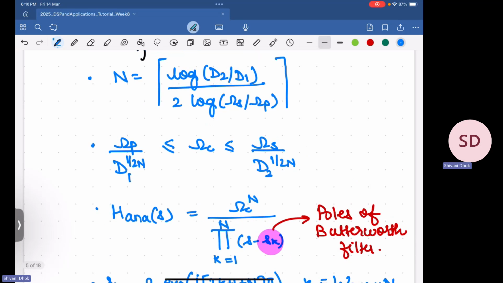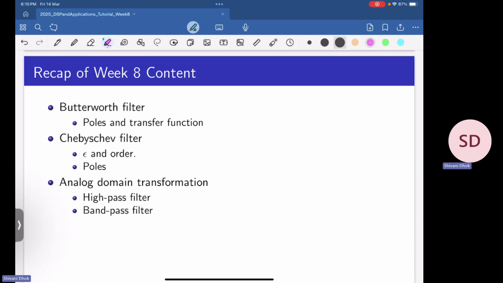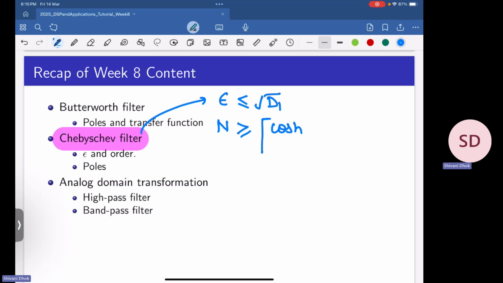Before looking at how to design other filters, we first focused on another class of filter, which is known as the Chebyshev filter. This Chebyshev filter has ripples, and there are two parameters that define it. The first one is epsilon, and this epsilon is less than or equal to under root d1, and the order is greater than or equal to log cos h inverse under root d2 by d1 divided by cos h inverse omega s by omega p.